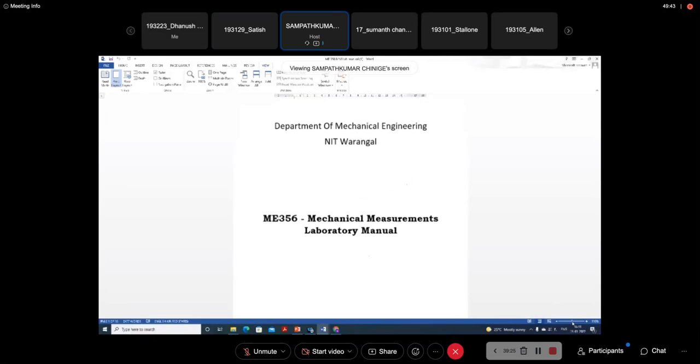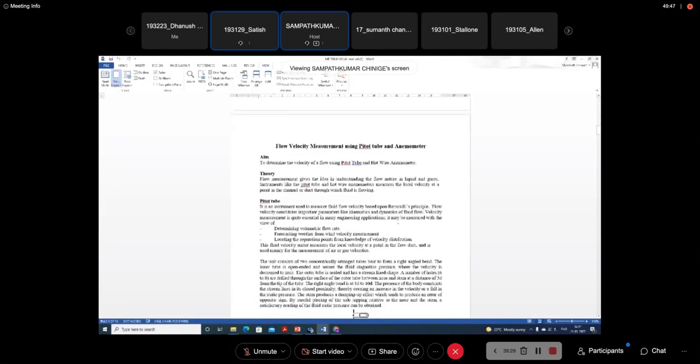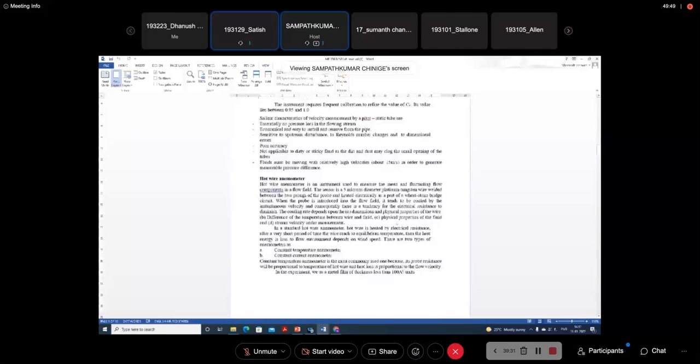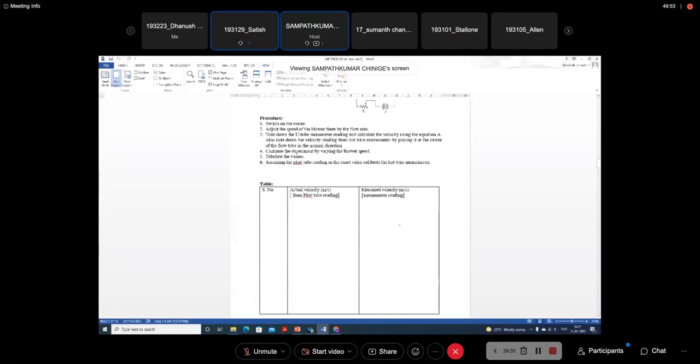Sir, one doubt. We are given readings, no, sir. Those are taken from the hot wire anemometer experiment, or they are taken from the vane type anemometer? They are from the vane type anemometer. So both have the same type of constant, sir?